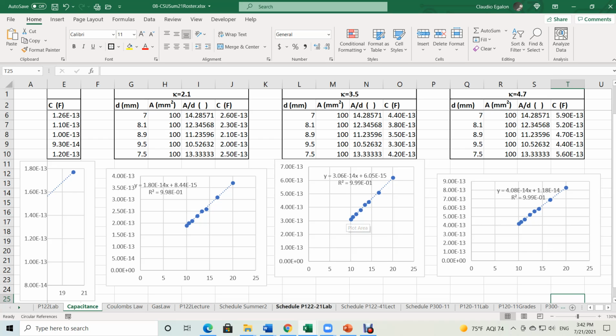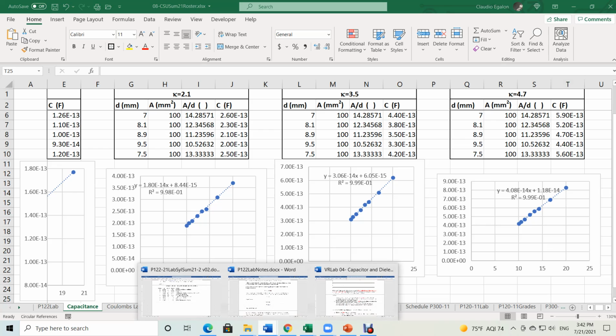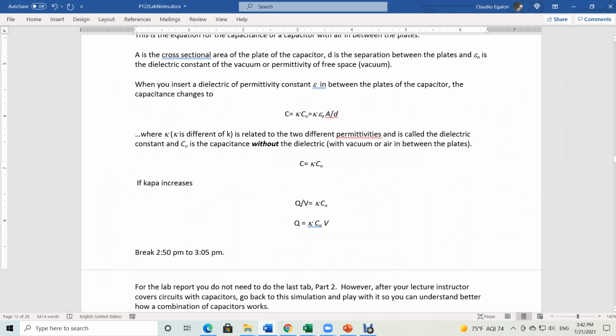And this slope, if you go back to the equation, what is this slope? Go back here to the equation. This slope is given by this parameter right here, kappa epsilon naught. This is being plotted in the x-axis, so that must be the slope, kappa epsilon naught. Okay? The epsilon naught doesn't change. If kappa increases, the slope must increase as well.